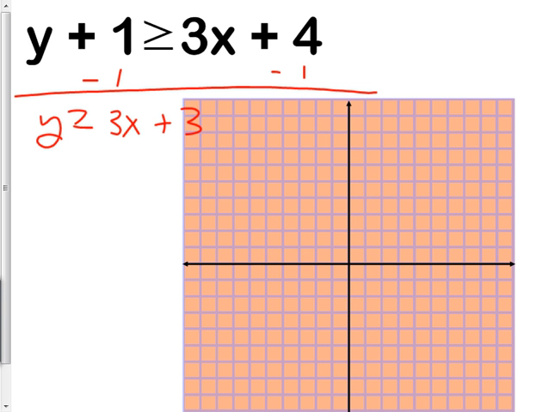It is. All right, so I start here and the slope's 3. So I go up 3 and over 1. Solid or dotted? Solid, and it says greater than, so which way do I shade? Above. Okay.